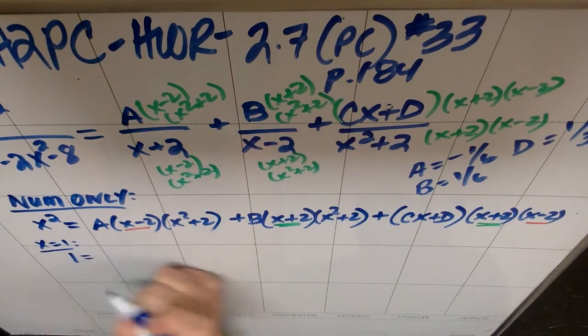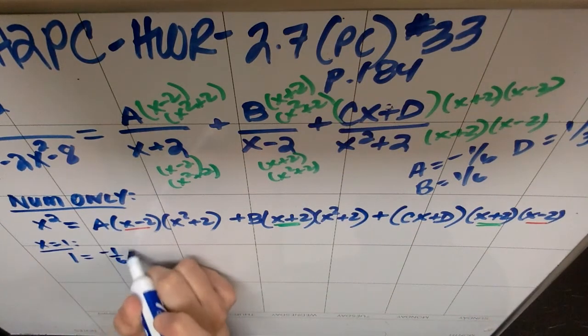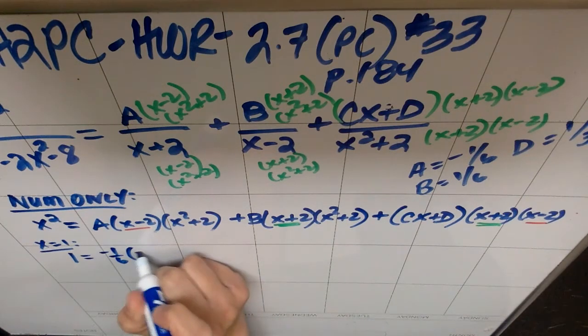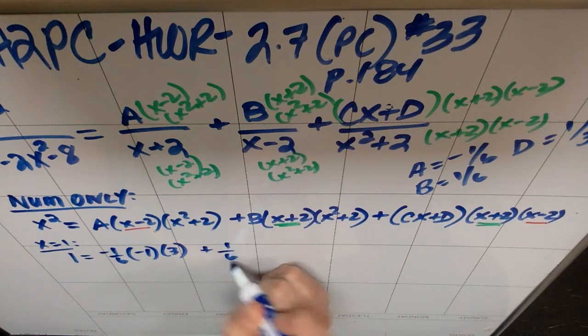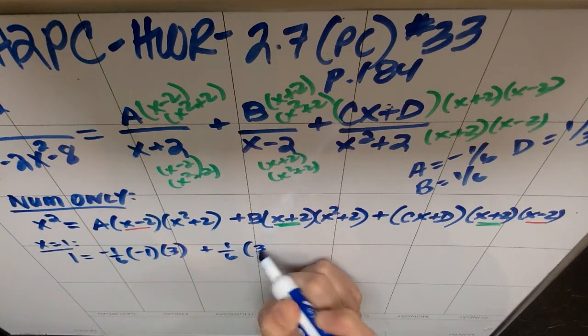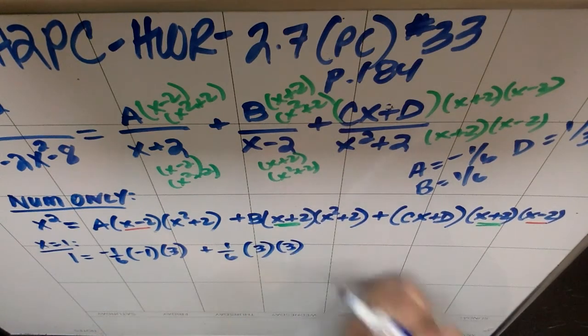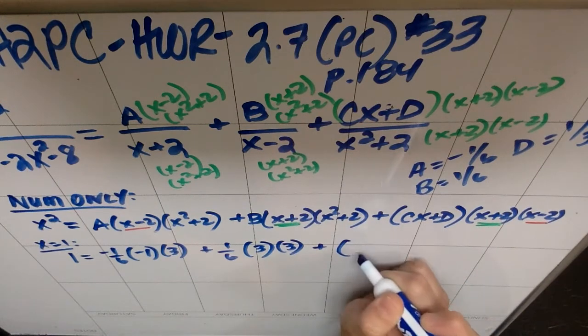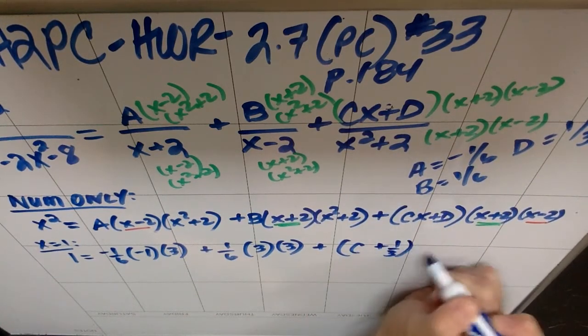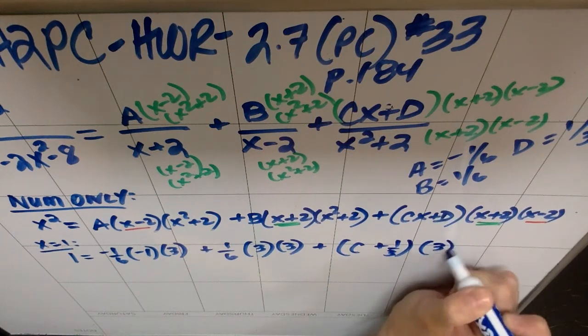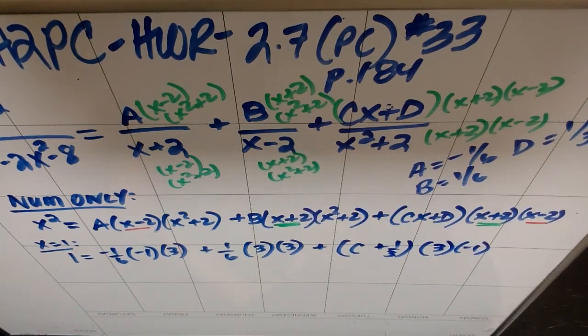So 1 squared equals, well, that's a negative 1/6. 1 minus 2 is a negative 1. This would be a 3, right? Plus b was a 1/6. 1 plus 2 will be a 3 times a 3, plus c was the thing I don't know, so c times 1, plus 1/3 times a 3 times a negative 1, right? And I get that this is no fun. It's a really hard problem, but you'll survive.